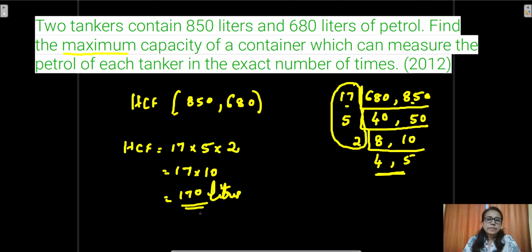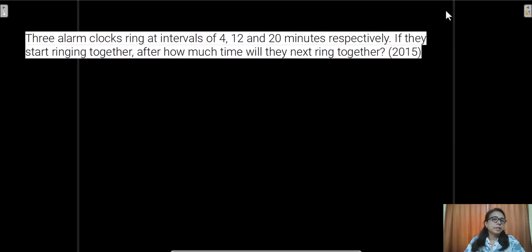So 170 liters. So the answer is 170 liters. Maximum capacity is 170 liters. Now we'll see the next question. 3 alarm clocks ring at intervals of 4, 12 and 20 minutes respectively. If they start ringing together, after how much time will they next ring together? It is also repeated. You can see that in 2015 the same question was there in the board question paper.